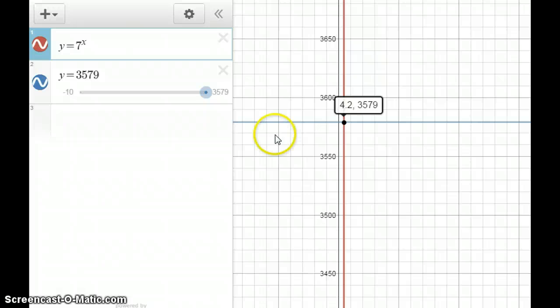So there's one option there. This blue graph here is y is equal to 3,579, and this red one here is y is equal to 7 to the power of x. Look where those two graphs intersect, and your y value should be at 3,579. If it's not, you're not sitting on that second line. Both will have the same y value, so find where that intersection point is, and here we see that x is equal to 4.2. So that was a good guess on our part.